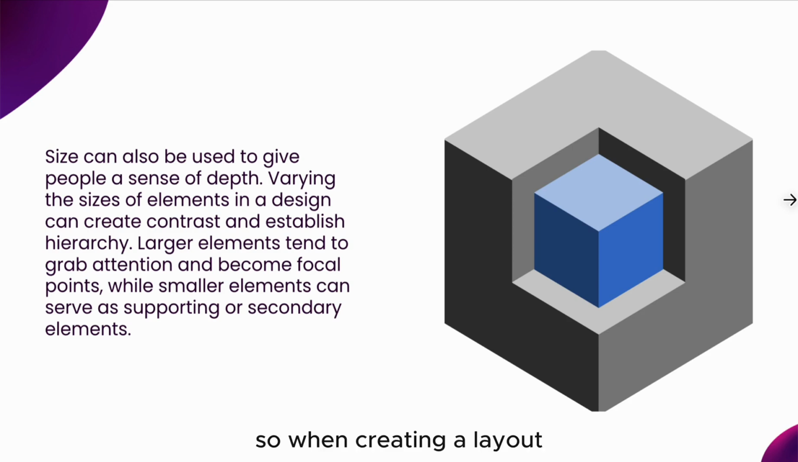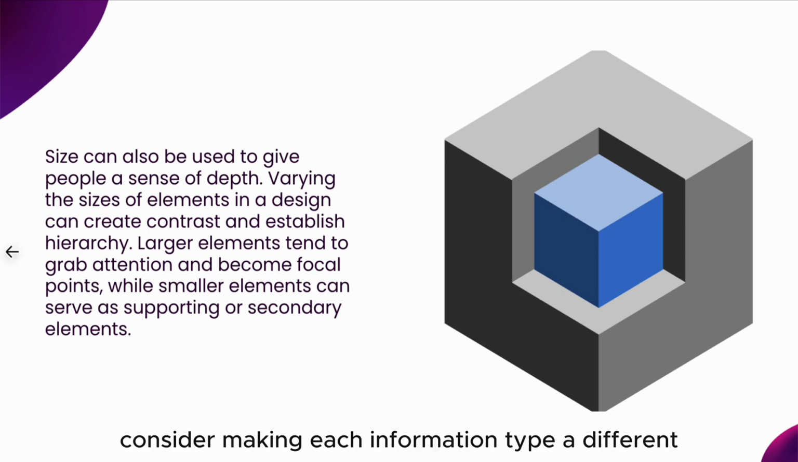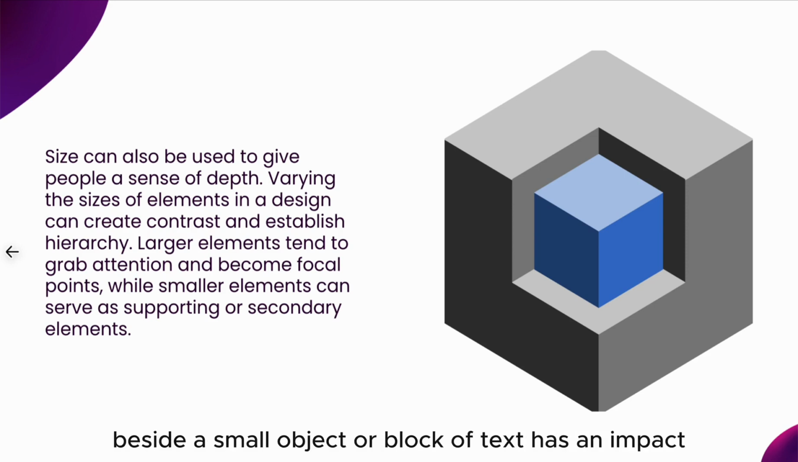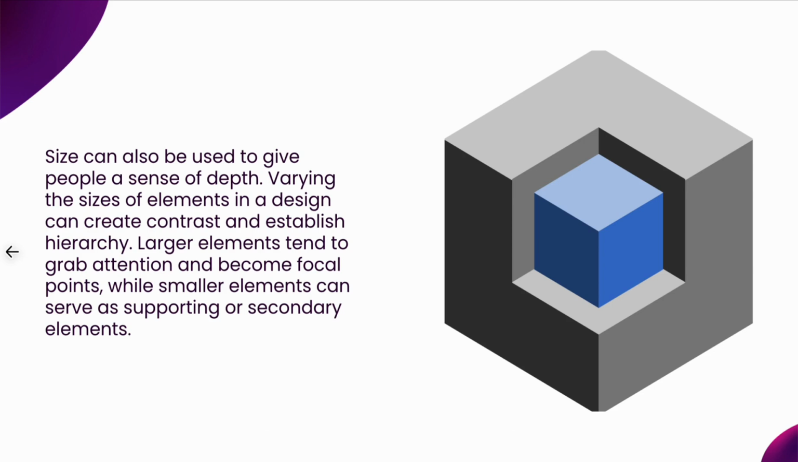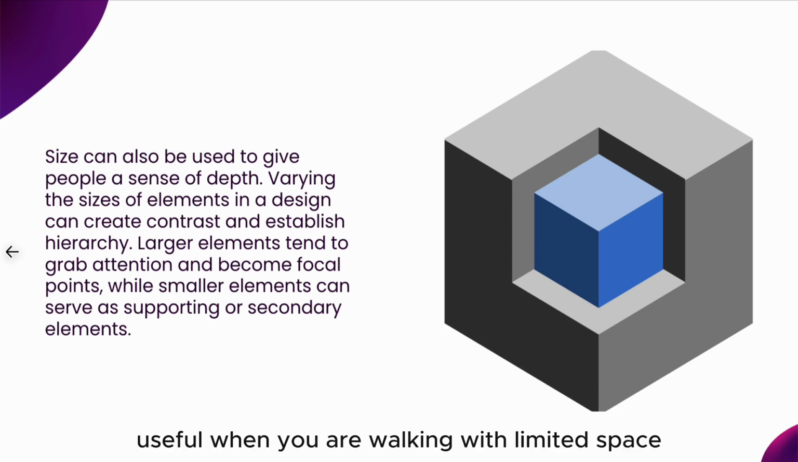So when creating a layout that includes different types of information, consider making each information type a different but consistent size. Placing a large object or block of text beside a small object or block of text has an impact. The eye naturally seeks out larger objects, interpreting them as more important. This type of contrast adds interesting diversity to your composition, and it is always useful when you are working with limited space.